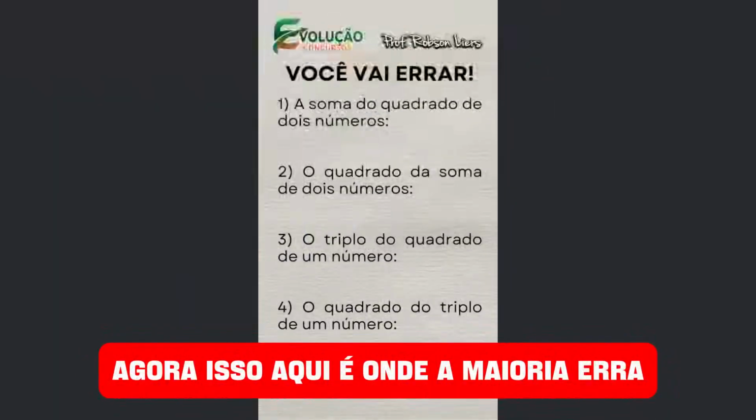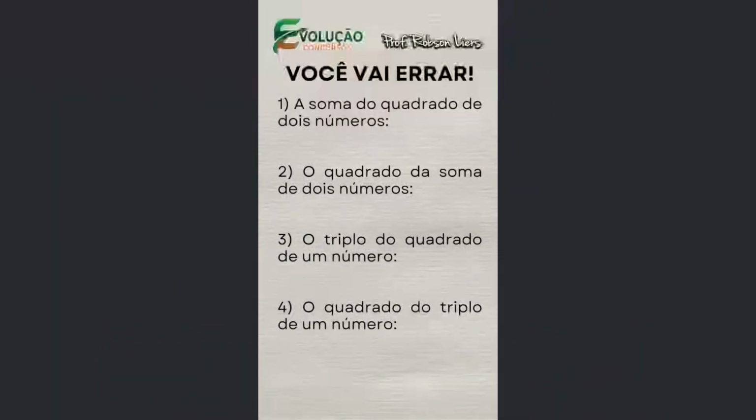Now how do we turn this into mathematical language? First question, the sum of the squares of two numbers. Be careful, because when you read the second one, look, the square of the sum of two numbers. Wow, teacher, isn't it the same thing? Hold on and take it easy. Look closely. The sum of the squares of two numbers.